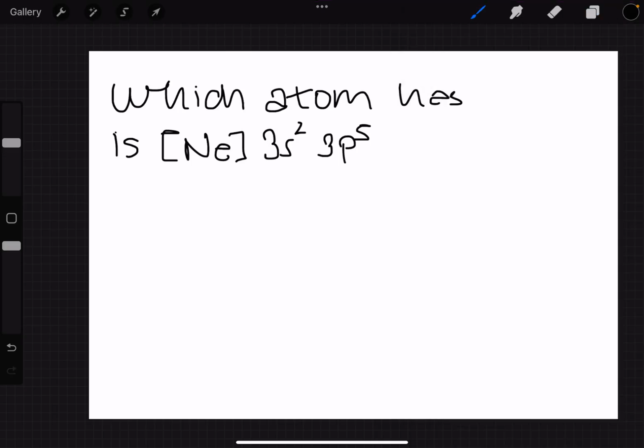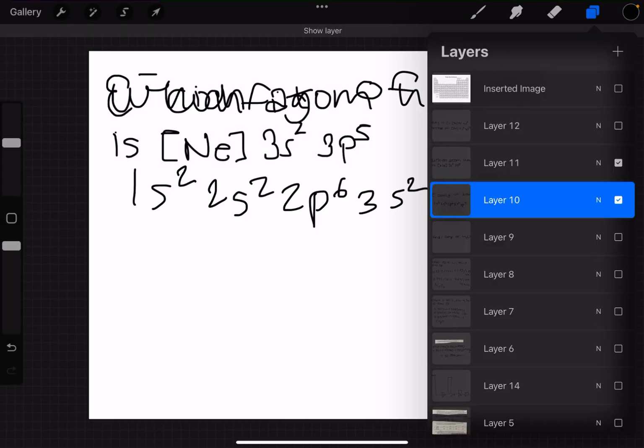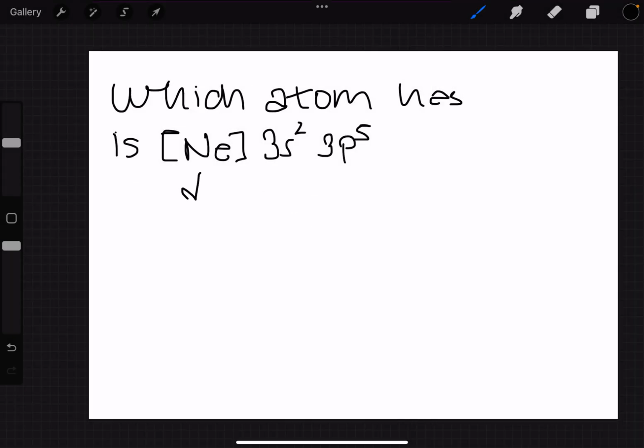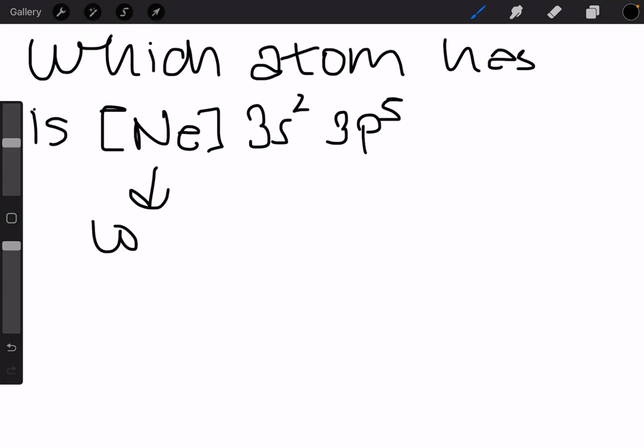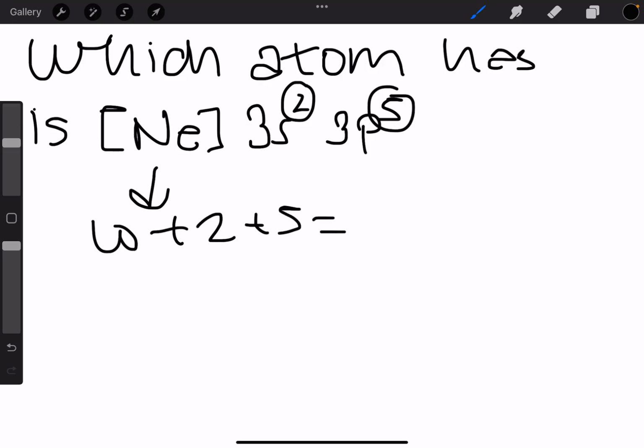Which atom has this? So we know that neon is essentially the number 10. And that means it has 10 electrons and 10 protons. So 10 plus 2, 5 equals 17. If you look down on the periodic table, that'd be chlorine.